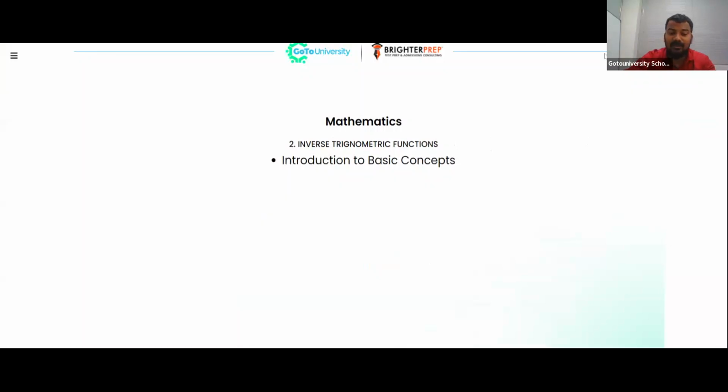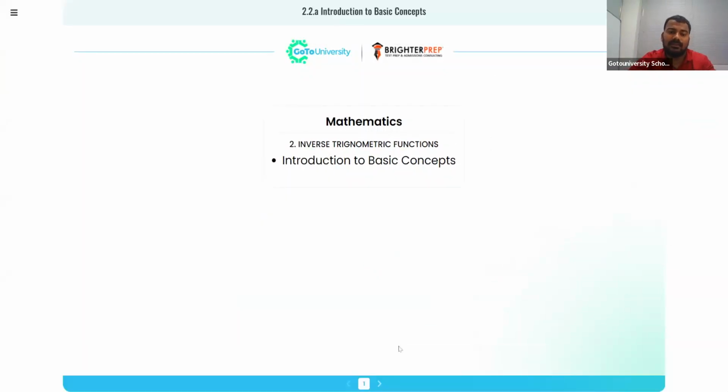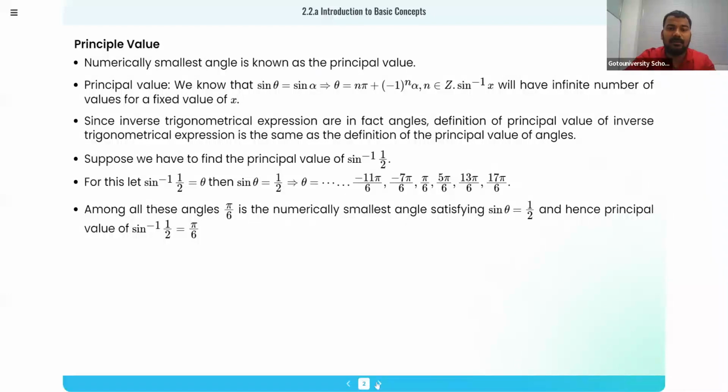Inverse trigonometry will come into picture. So let me start with this. Principal values. This is a very, very important part here. Principal value is where we are going. They are going to ask us to find the value of something.